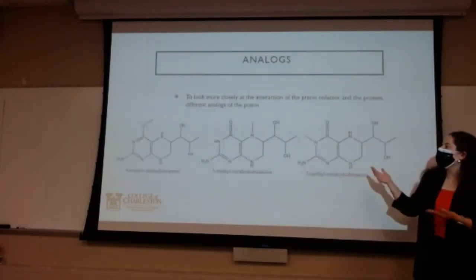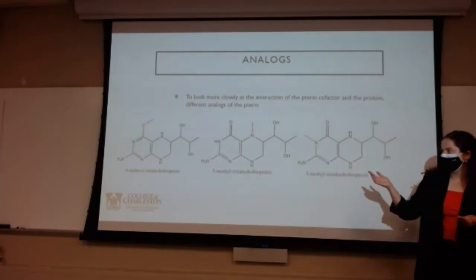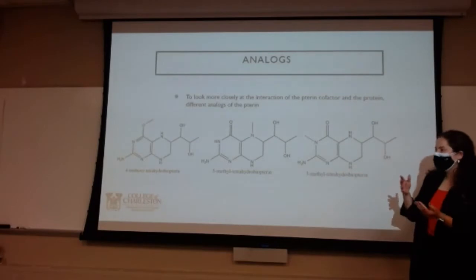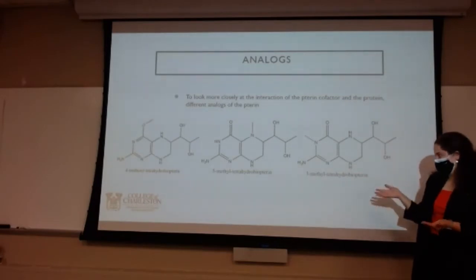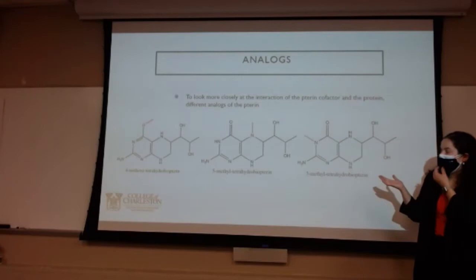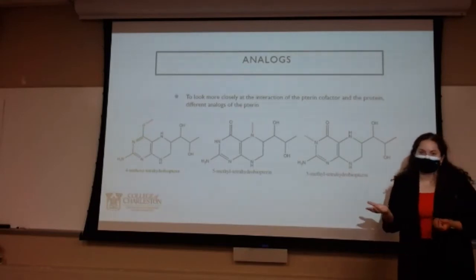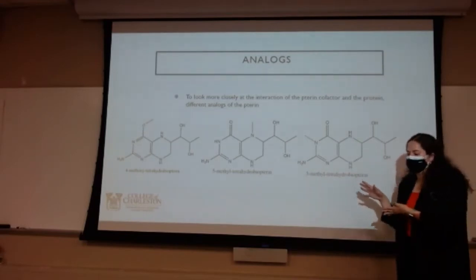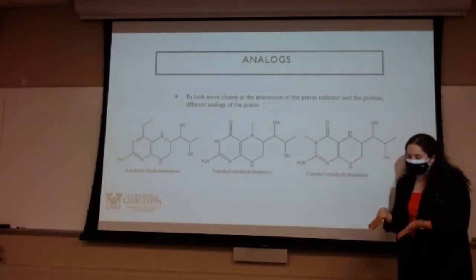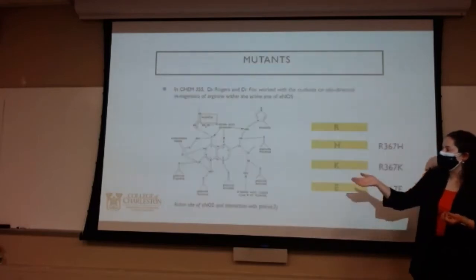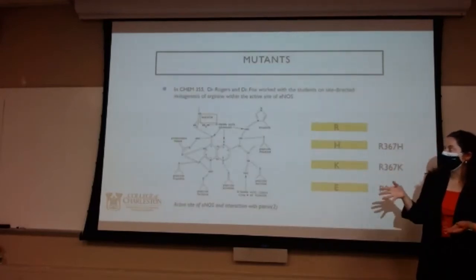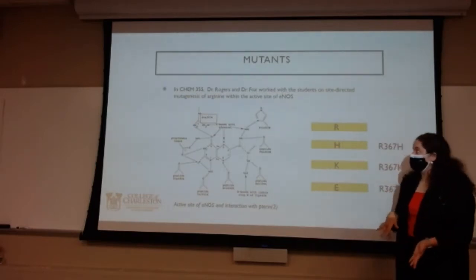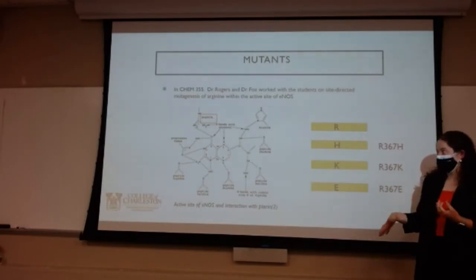When I was saying earlier, analogs of the pterin, we have access to 4-methoxy tetrahydrobiopterin, once again, just call it pterin, I'm not going to call it by its full name, 5-methyl tetrahydrobiopterin and 3-methyl tetrahydrobiopterin. These different analogs can have different impacts on the enzyme. So it's cool to see what impact they have, and you can check what impact it has from crystallography and the HPLC assays. And then another thing is the use of the mutants. In Chem 355, Dr. Rogers and Dr. Fox, another professor within the chemistry and biochemistry department, worked with students on site-directed mutagenesis of arginine.